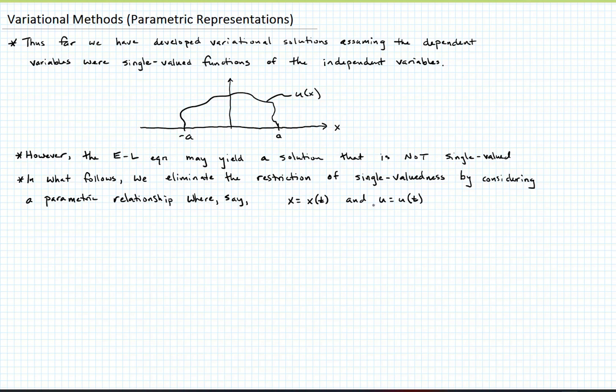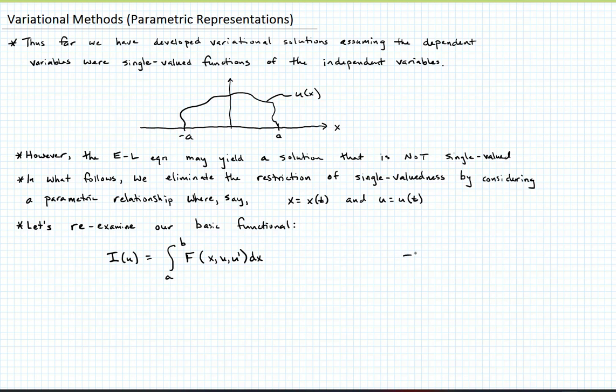So with that in mind, let's re-examine our classic functional. Right, so we've been working with this functional most frequently. I of u is going to be equal to the integral from a to b of f of x, u, and u prime dx, right? Let's call that equation 1. We're going to want to re-examine this functional as to the requirements of single-valuedness.